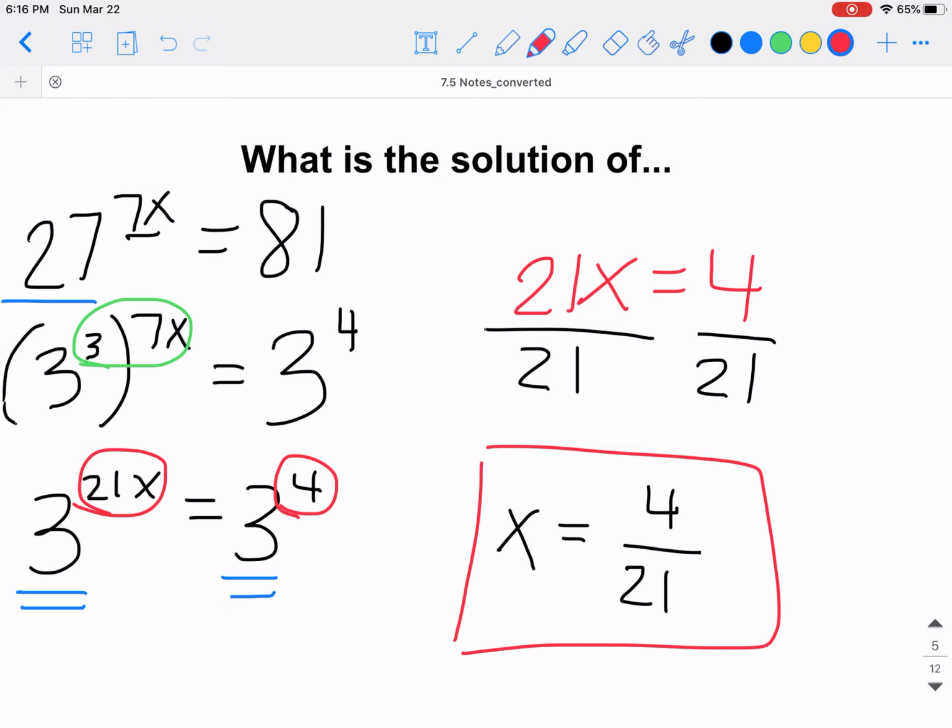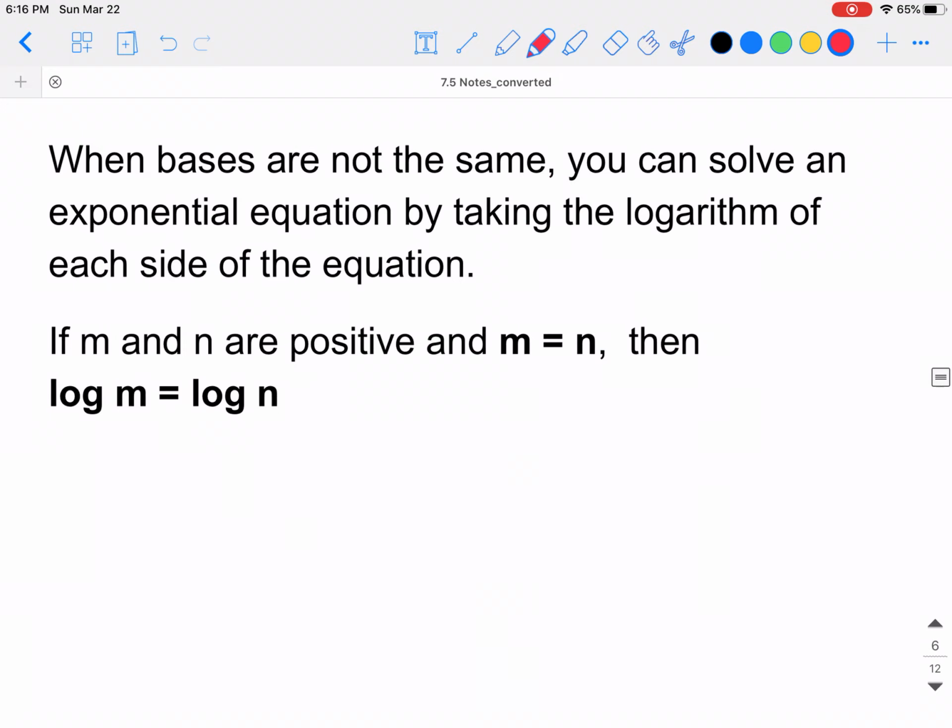So that's when we're able to simplify our terms to a common base. But when bases are not the same, you can solve an exponential equation by taking the logarithm of each side of the equation. What that means is if m and n are positive and we have an equation m is equal to n, then we can solve by saying the log of m is equal to the log of n.